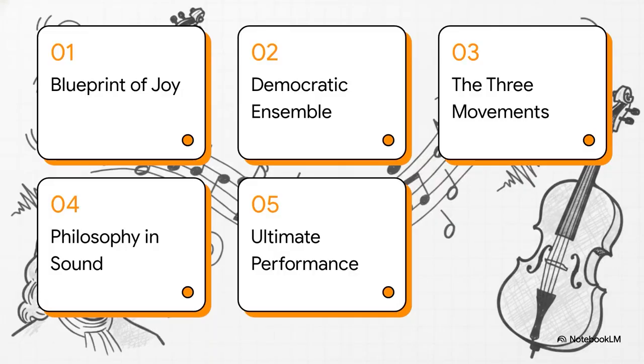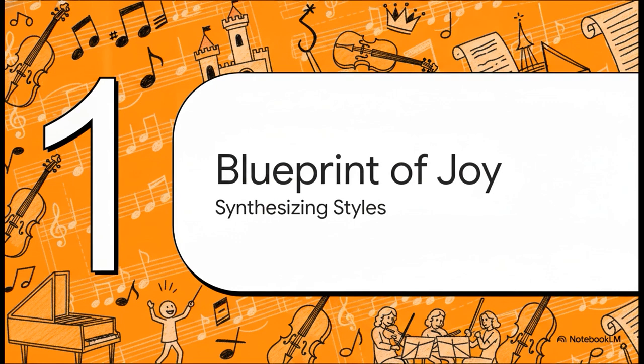And just like Bach gave his listeners perfect structural order, we're following a super clear agenda today. We'll start with the blueprint of joy, move right into his radical democratic ensemble, break down the three movements, uncover the philosophy in sound, and then wrap up with the ultimate performance you really need to hear. So, let's kick things off with Section 1, the Blueprint of Joy, Synthesizing Styles.